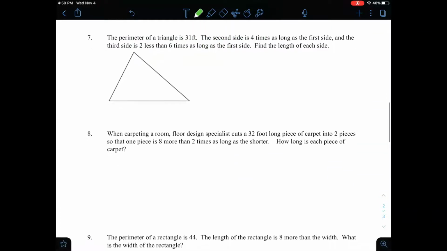Okay, the perimeter of a triangle is 31 feet. The second side is 4 times as long as the first side, and the third side is 2 less than 6 times as long as the first side. Find the length of each side. Oh my goodness, this is so much to look at.